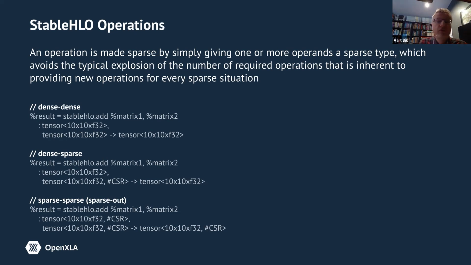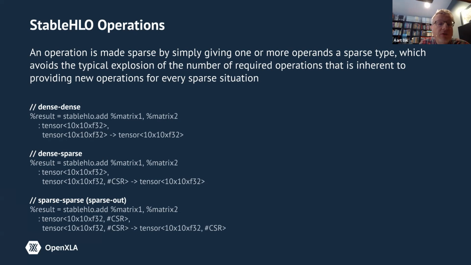So you would have a version for adding a column-wise to a row-wise, two column-wise, etc. So that really goes out of hand rather quickly. But, as this proposal says, by just using the same operation and only changing the types, you really avoid this explosion of possibilities. So we propose to just annotate the tensors as being sparse.